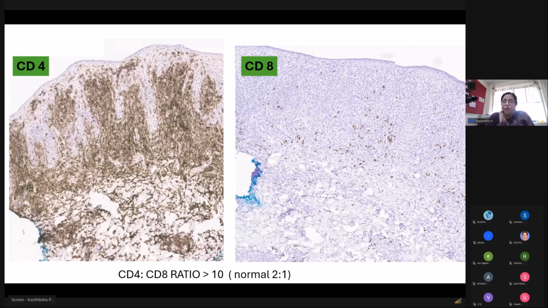So normal CD4 to CD8 ratio is 2:1, and anything more than 10 is considered to be a feature of cutaneous T-cell lymphomas. So in our case, this is predominantly CD4 cells, and you can see actually when you compare the CD4 and the CD8 ratio, it is to be done in the epidermal region, not in the dermis. So even in the epidermis here, you can see the epidermotrophic lymphocytes are all CD4.